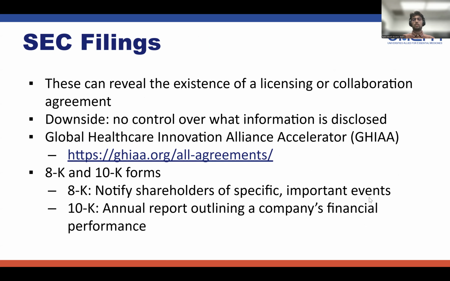So one way that you can get some sort of transparency or understanding between your private university and a pharmaceutical company is through SEC filings. These filings would reveal the existence of a licensing or a collaboration agreement. While you would get that information, we don't have any control over what information is disclosed. So it's kind of a luck of the draw, how willing the licensee is to disclose certain provisions of their licenses and other stuff.